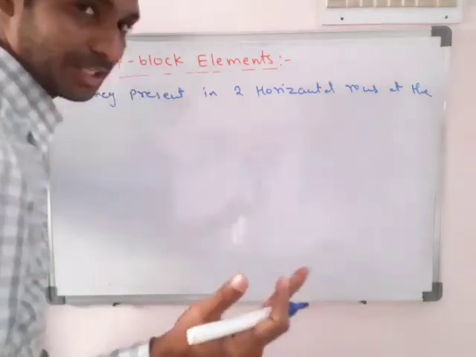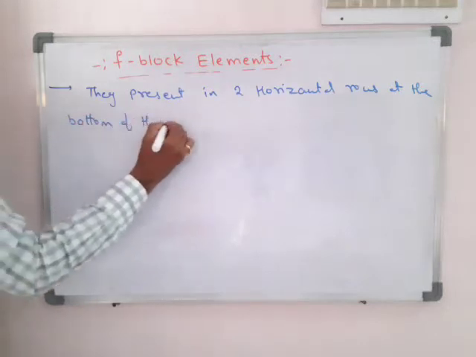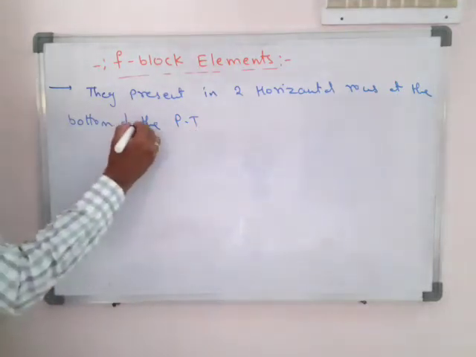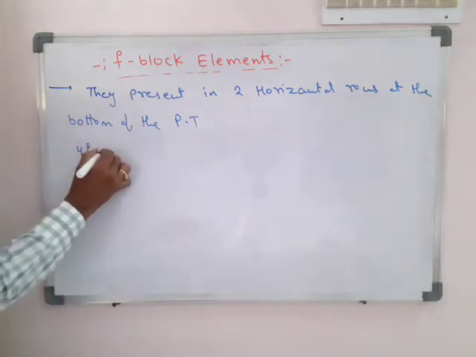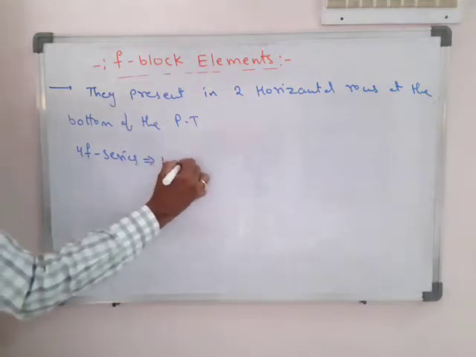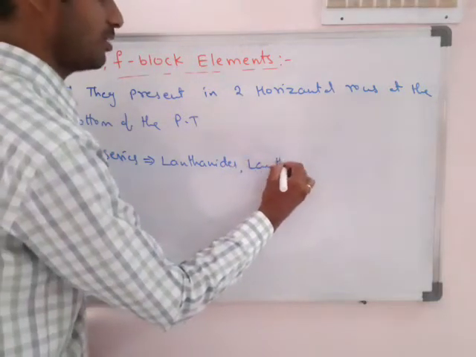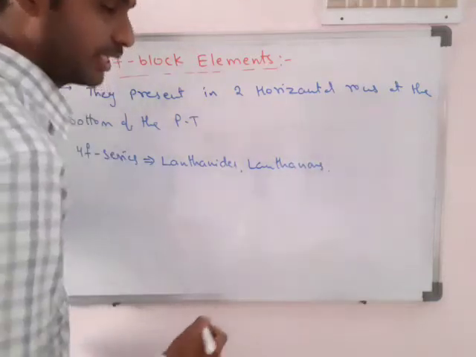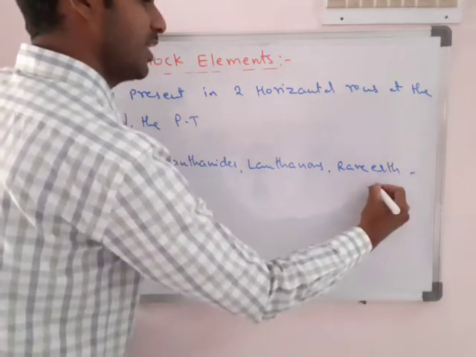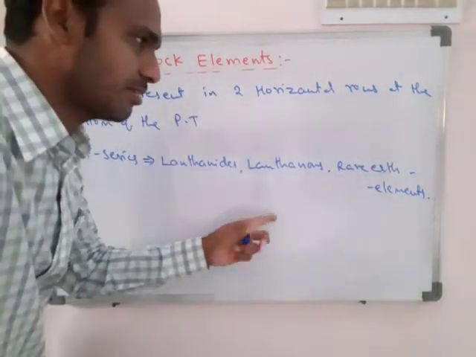Where are they present? We know that they are at the bottom of the periodic table. One is called the 4F series. So what is the 4F series? The 4F series is also known as the lanthanides, sometimes called lanthanans. There is one more name, rare earth elements. So they have different names: lanthanides, lanthanans, rare earth elements.